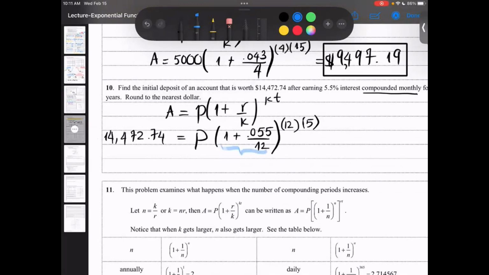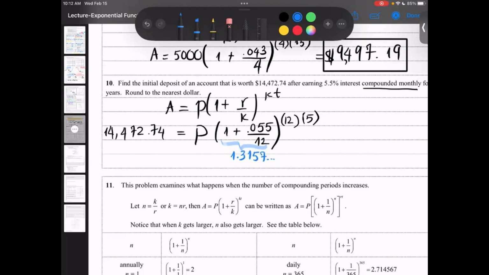So 1 plus 0.055 divided by 12. 1 plus parenthesis 0.055 divided by 12, close parenthesis. I have roughly 1.3157, etc. You can get as many decimal places as you're comfortable with.